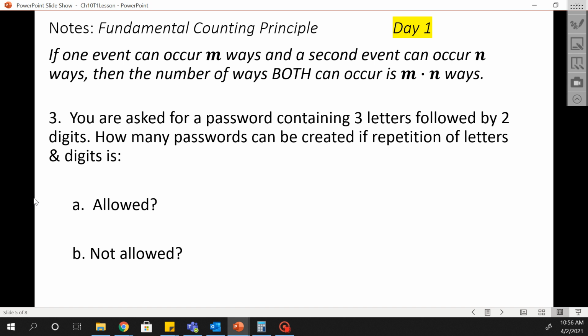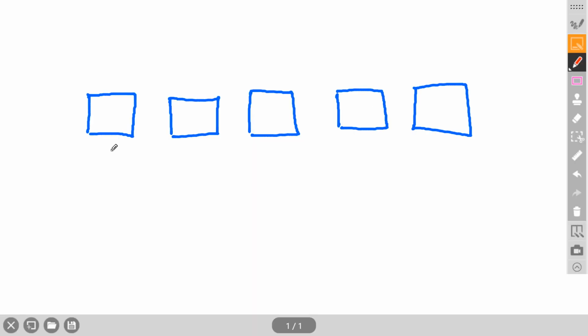So remember, it says how many passwords can be created if repetitions of letters and digits is allowed. Okay, so the first 3 parts of the password are going to be letters. So how many options do I have for the first letter in the password? Well, there's 26 letters in the alphabet, so I have 26 options. The second letter is also going to be a letter, so I have 26 options there. And the third one will also be a letter, so I have 26 options there.